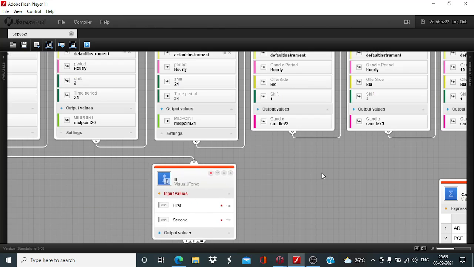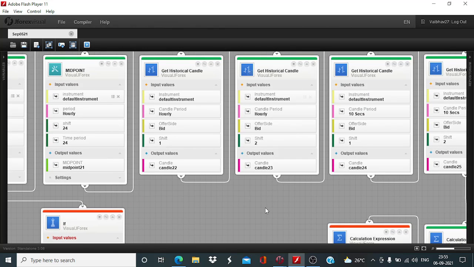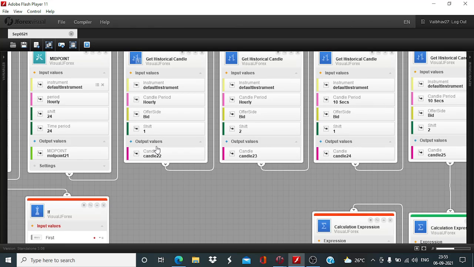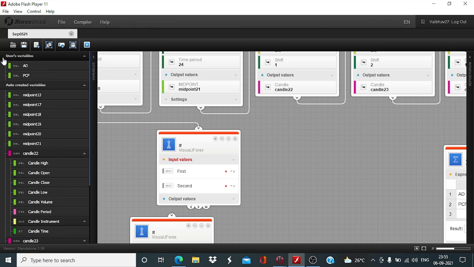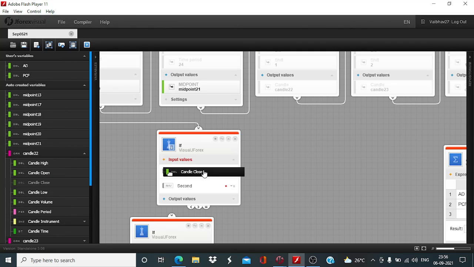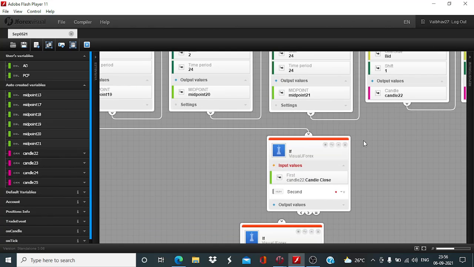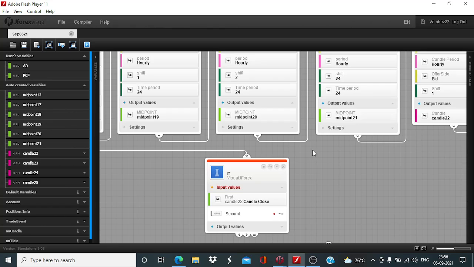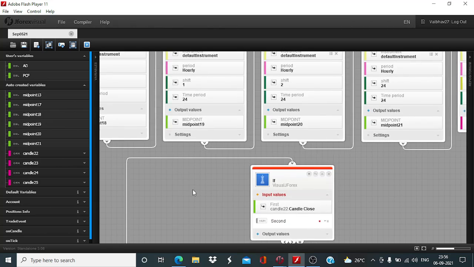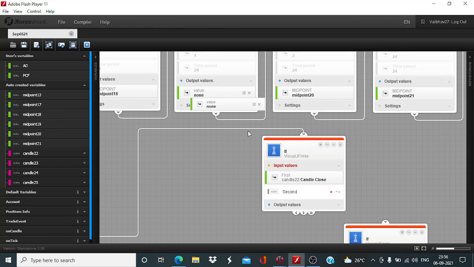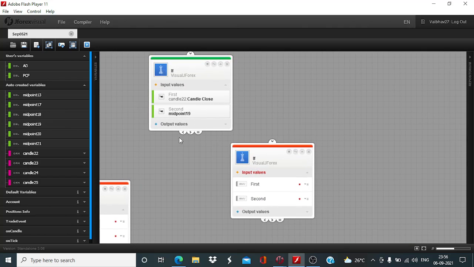So we have to take candle 22nd candle close. Again, we go back to the auto created variables, and here you will find it just right here. Here it is, and we compare it to the midpoint 19. Okay, in this case first input less than second input.